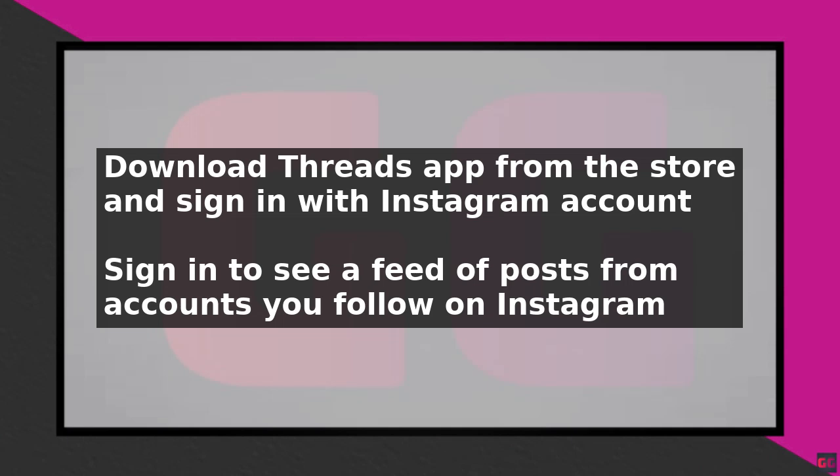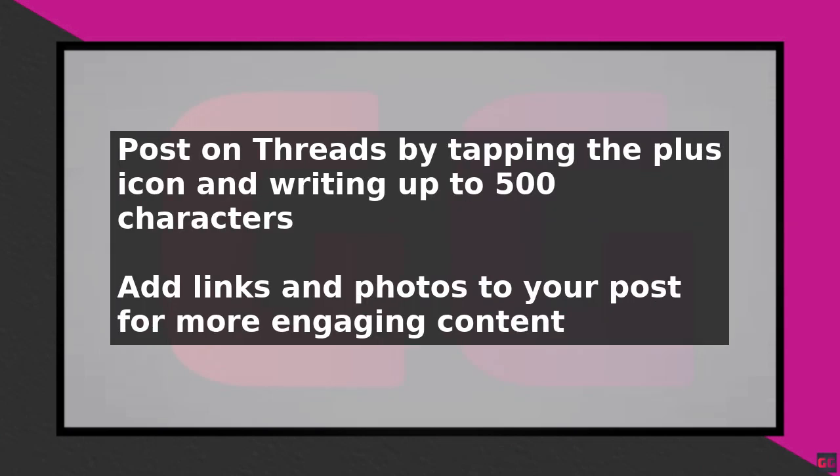You can post on Threads by tapping the plus icon at the top right corner of the screen. You can write up to 500 characters per post and also add links and photos to your post.